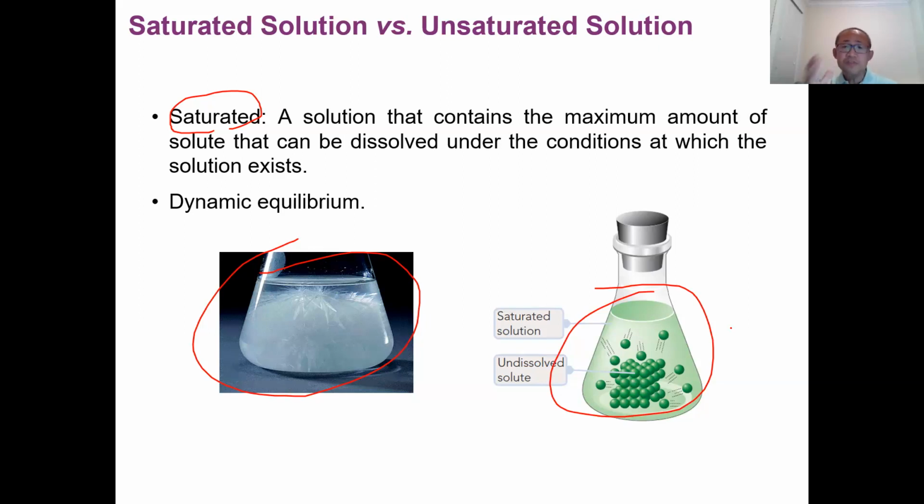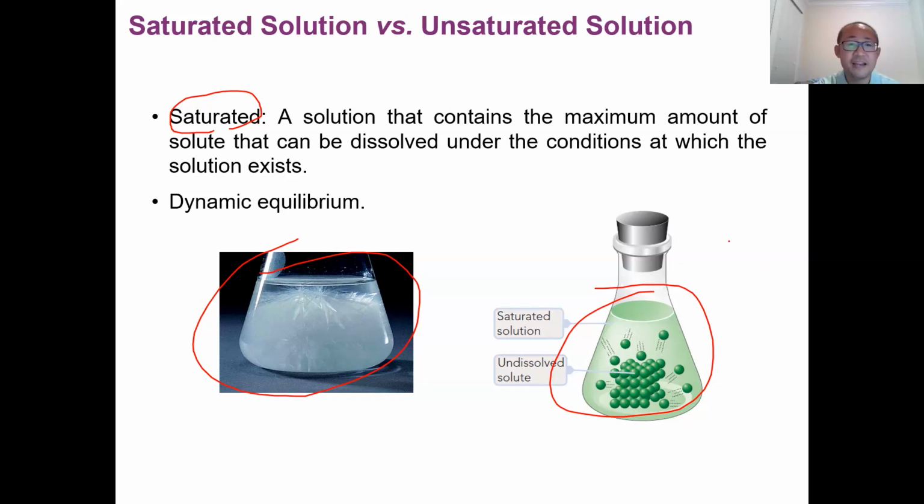Now, even though you have some solid showing up, the solution formation is still happening. That means the particles are still breaking up into solution. But meanwhile, the particles in solution are kicking back to the solid. So you don't see the solid increase or decrease anymore in a saturated solution. But the solute particles still go into the solution, and the solute particles in solution still kick back to the solid.